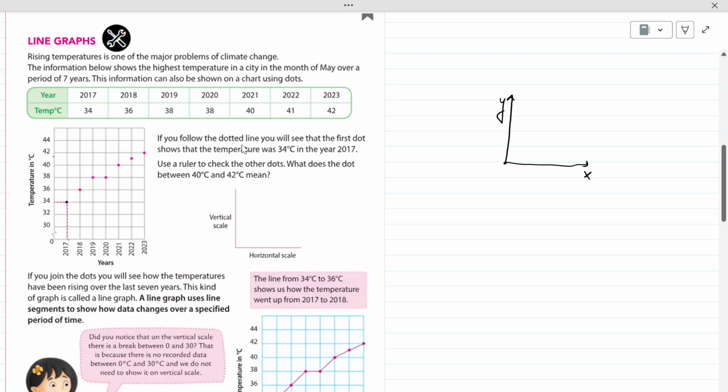So if you follow the dotted line, you will see that the first dot shows the temperature was 34 degrees Celsius. Using a ruler to check the other dots, what does the dot between 40 degrees Celsius and 42 degrees Celsius mean? The dot between these represents that the temperature in this particular year 2022 is 41 degrees Celsius. So basically this has been plotted here. Now if you join the dots, you will see how the temperature has been rising.